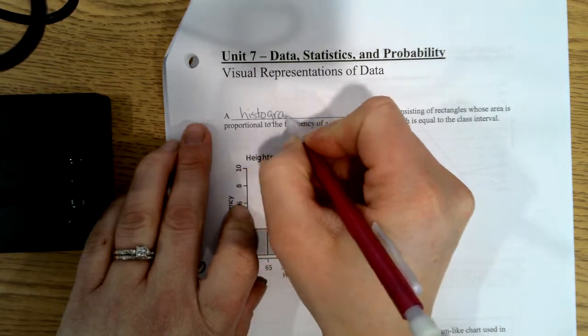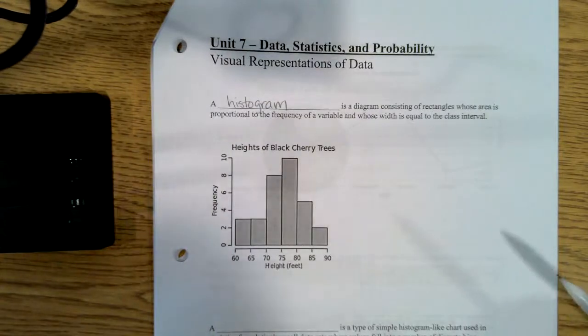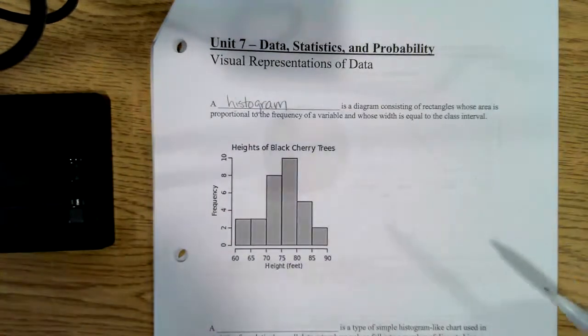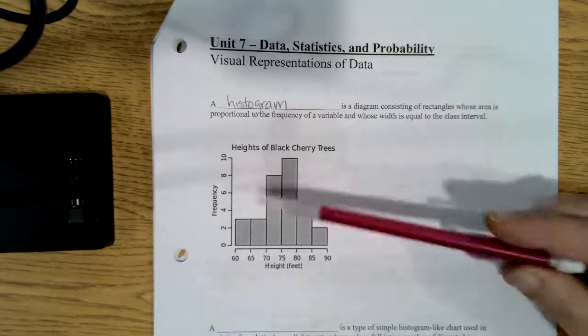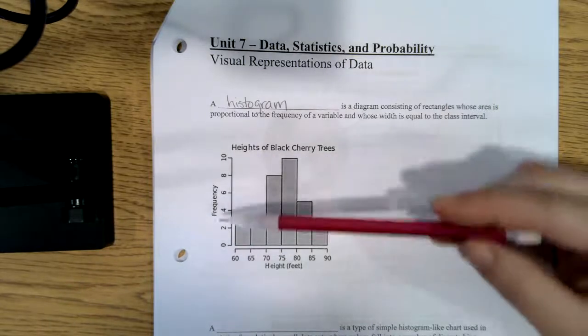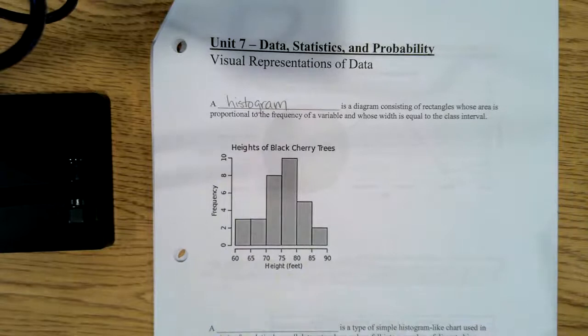A histogram is a diagram consisting of rectangles whose area is proportional to the frequency of a variable and whose width is equal to the class interval. So you have the heights of blackberry trees, you have the frequency, and you have the height. Here, that is a histogram.